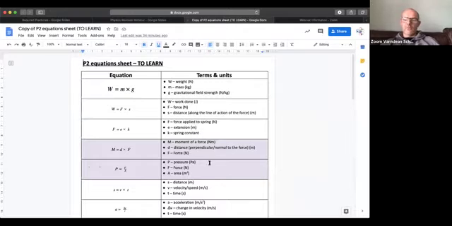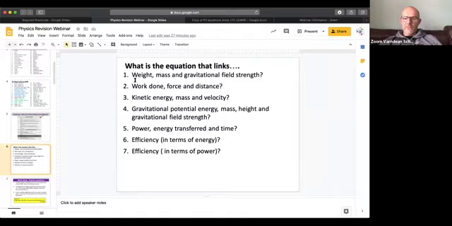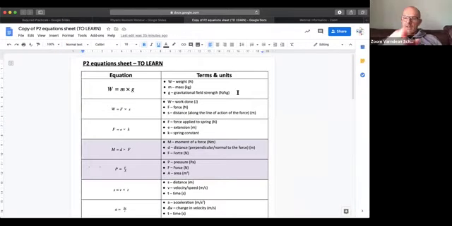So what we're going to do is, when you've got that up there, what you will also have a copy of in your classroom is this physics equation sheet to learn. These are the equations that don't get given to you necessarily in the exam, although most of them will be on the foundation one. So what you have to do is find the equation that links these things. So the first one says weight, mass, and gravitational field strength. So what we have to do is look down our equation list here and find one that has weight, mass, and gravitational field strength in it.